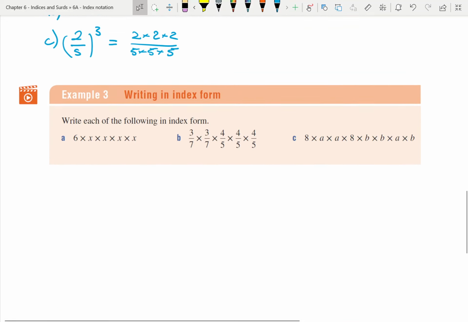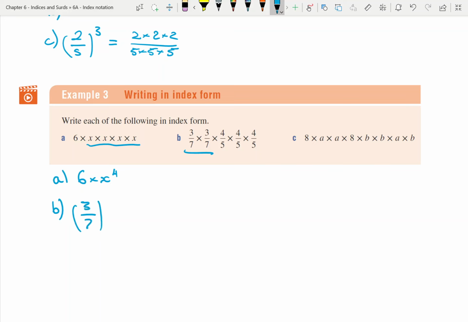Okay, if we have them in expanded form and we have to take them back to index form, all we're doing is grouping all the numbers that are exactly the same. So this group of x's can be changed to be 6 times x to the 4. This group of 3/7 can be written as 3/7 squared, and this group of 4/5 can be written as 4/5 cubed. And then for part C, we've got 2 a's and 1 more a, so that's a cubed.